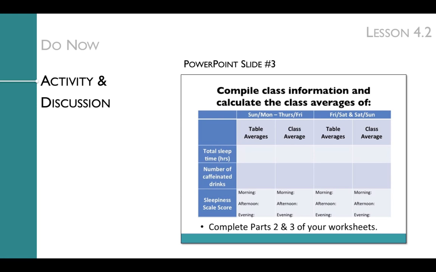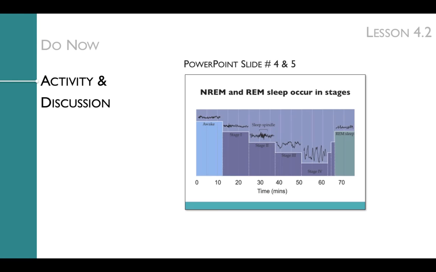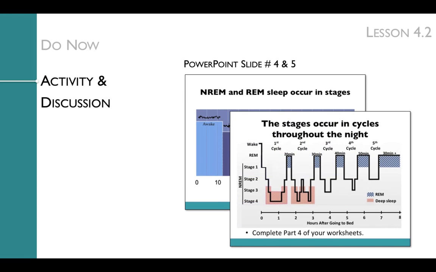Once you've calculated class averages, students will again work in groups to complete parts 2 and 3 of their worksheets that ask the students to plot a graph to illustrate the data and analyze the data to determine if there is a relationship between sleep and caffeine intake, as well as sleepiness scale scores. After the students have completed those tasks, you'll use the next set of slides to remind students of the different stages of sleep and how they occur in cycles throughout the night. You'll focus on the fact that another important component to analyzing sleep is analyzing how much time is spent in each of the sleep stages.